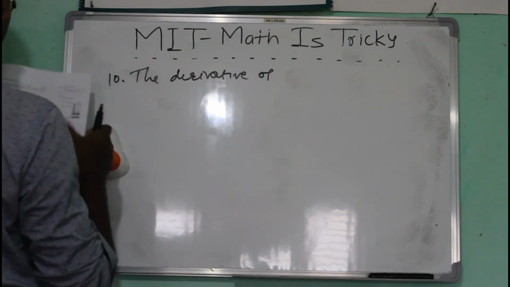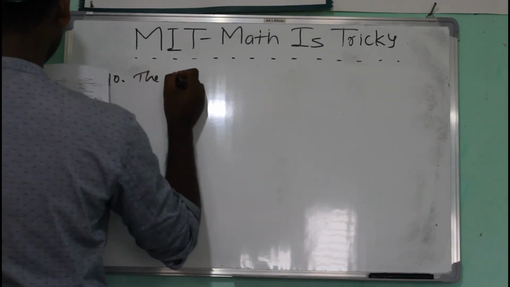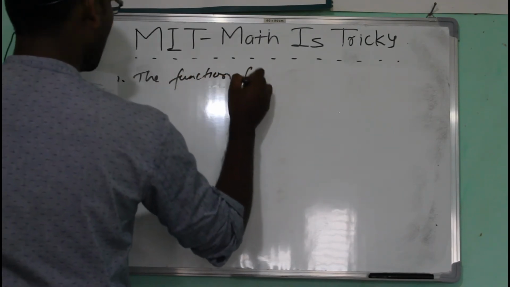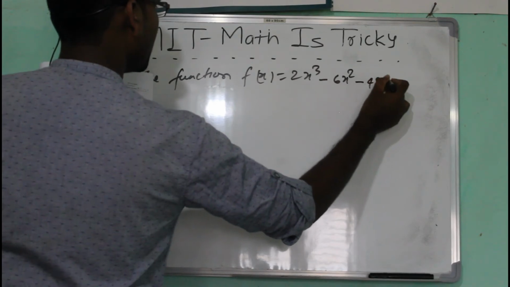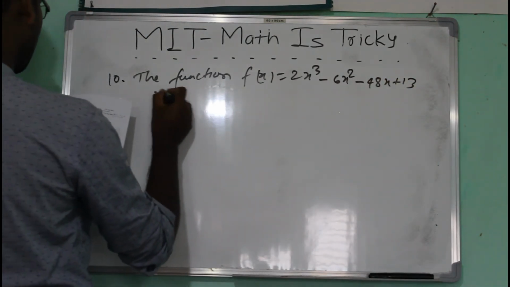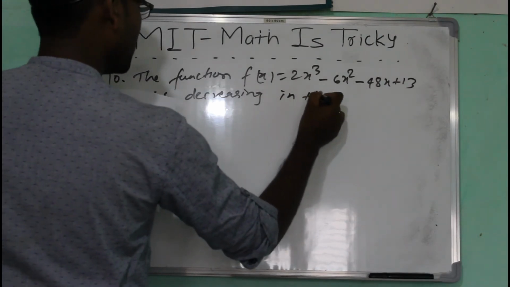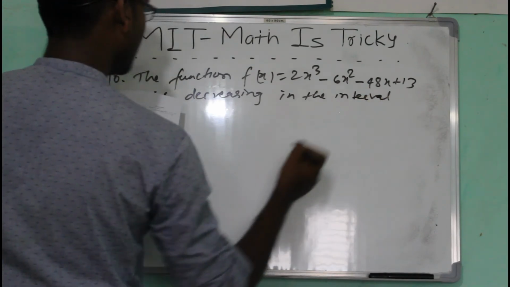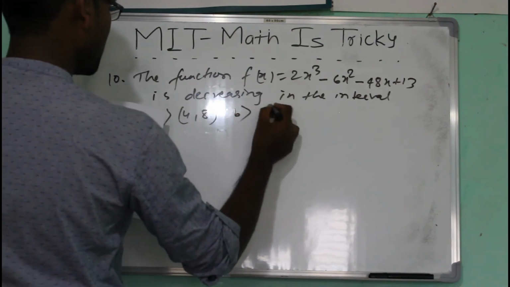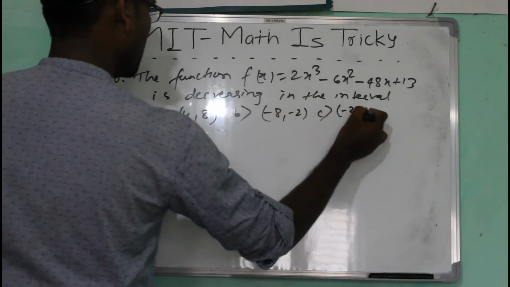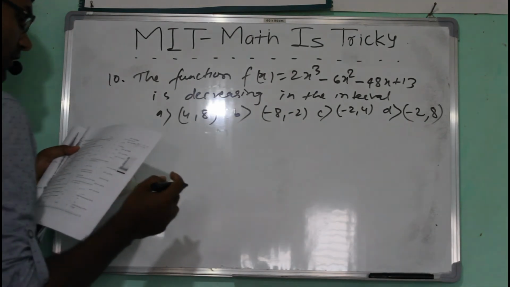Let's see, the next question is here. This is again from a TU exam, not on derivatives. Question number 10: the function f(x) is given as 2x cube minus 6x square minus 48x plus 13. It is decreasing in the interval. The options are: A, 4 to 8; B, minus 8 to minus 2; C, minus 2 to 4; D, minus 2 to 8.